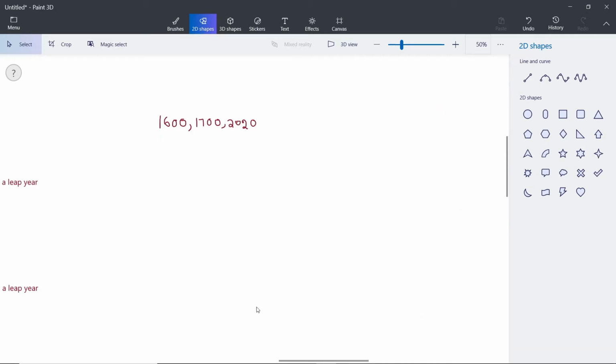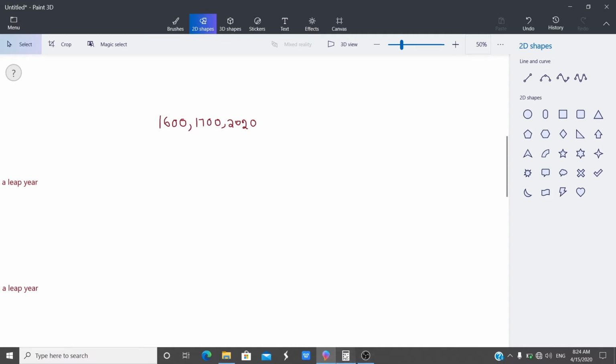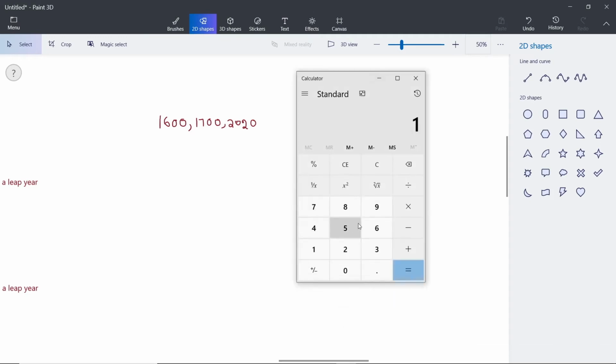Now let us look at the example. 1600. Yes, it is divisible by 4. We need to check the divisibility by 100. Yes, it is also divisible by 100. We need to check for the divisibility by 400. Yes, it passed the divisibility test for all three numbers. So 1600 is a leap year.